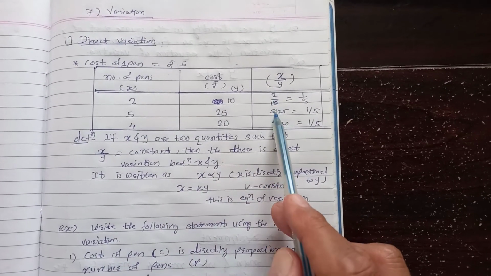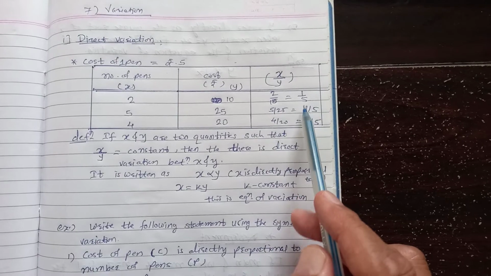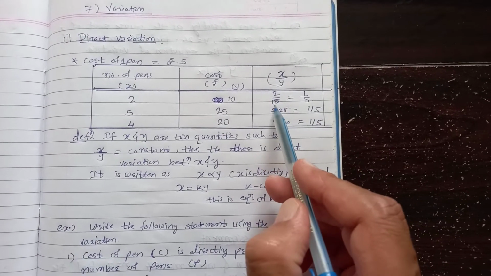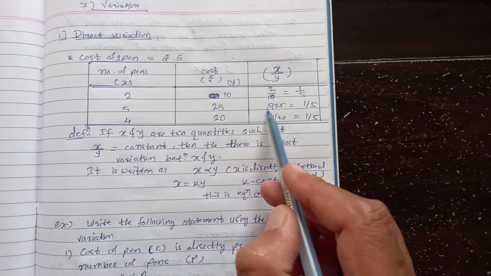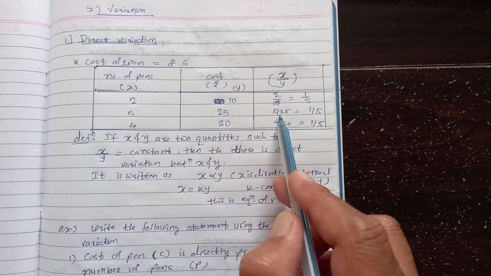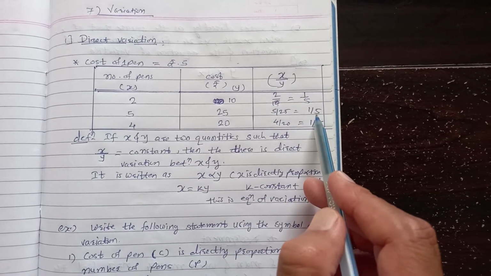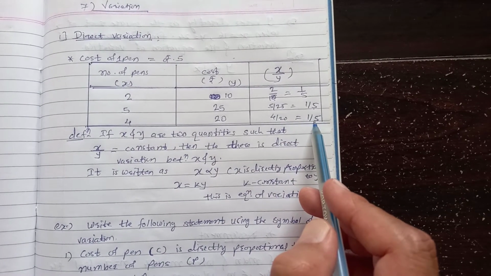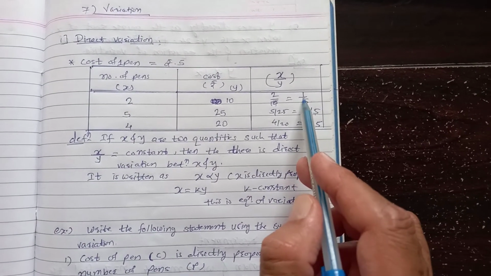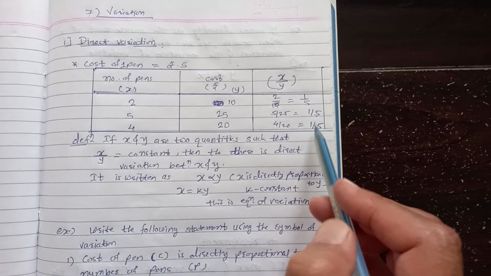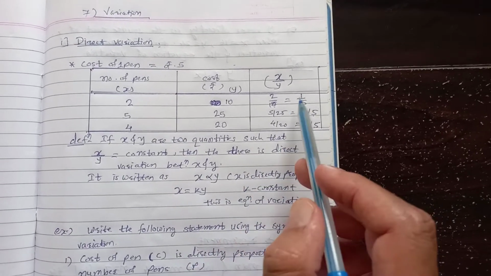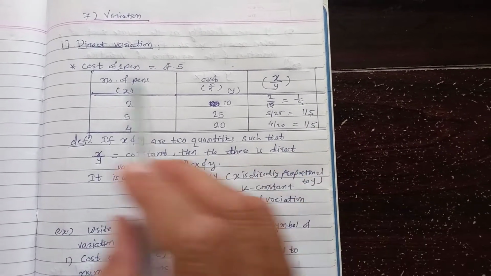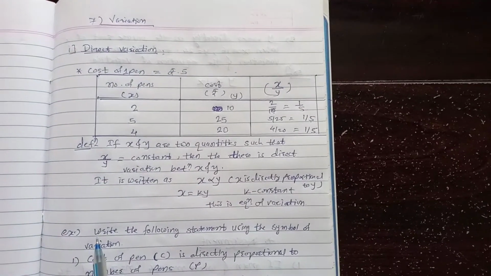See, 2 upon 10. Here the simplest form is 1 upon 5. Means 2 ones are 2, 2 fives are 10. Here 5 upon 25, this one also has simplest form 1 upon 5. 4 upon 20, it also has simplest form 1 upon 5. Means when we observe, these ratios are the same. If such ratios are the same, then that is known as direct variation.